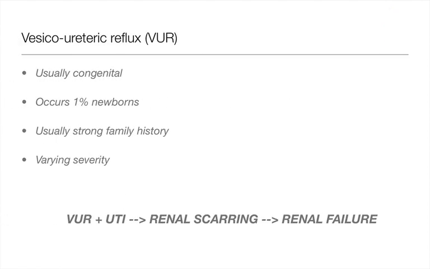So just a brief overview of vesico-ureteric reflux. It's usually congenital and it occurs in about 1% of newborns. There's usually a strong family history, and just for extra information, there's 5 grades of severity. It's really important to diagnose because reflux with a UTI can lead to renal scarring and eventually renal failure.